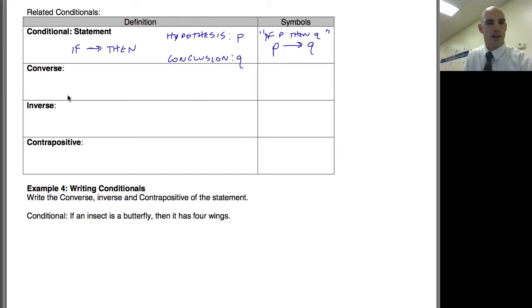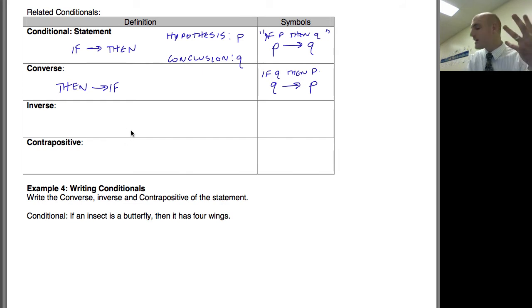So the arrow is the then, the if-then. The converse is going to go then if in general. But we're going to leave the if and then where they are. So it's going to be Q to P. So it's going to be read if Q, then P.